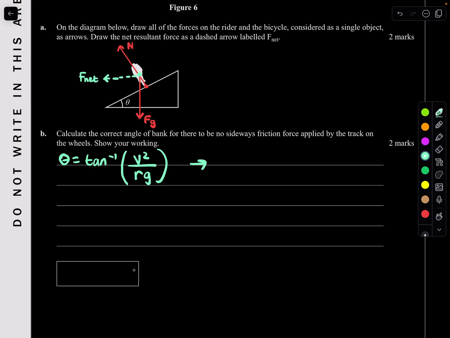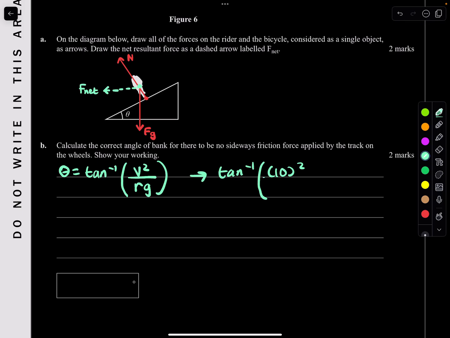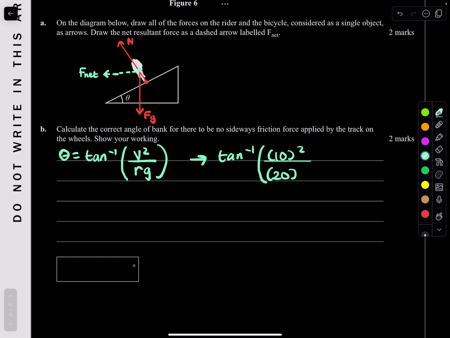And so let's do it. What's that going to give us? So tan inverse, what's our velocity? They said it was 10 meters per second. So 10 squared, all divided by your radius, which in this case is 20 meters, and your g value, which is 9.8, acceleration due to gravity. Putting all these together, we should get our angle. So 10 squared over 20 times 9.8, and so it's 27 degrees. Easy. 27 degrees. Done.